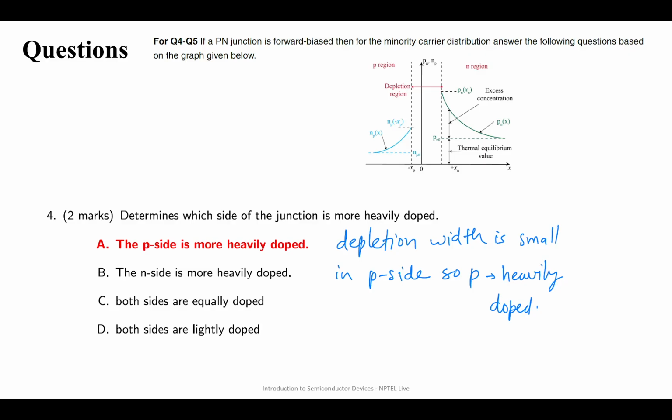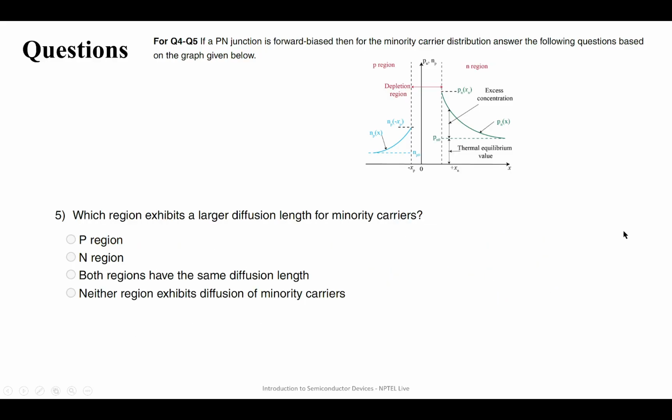That is correct. The P side is more heavily doped because the depletion width is smaller on the P side. Hence, it has a higher doping. Which region exhibits a larger diffusion length for minority carriers? P region, N region, both regions have the same diffusion length, or neither region exhibits diffusion of minority carriers.